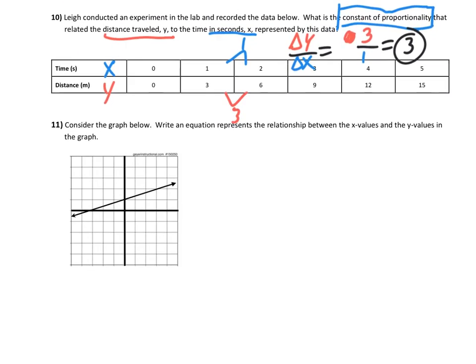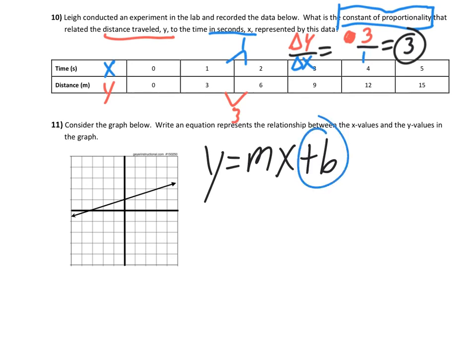On number 11, it says consider the graph and write an equation that represents the relationship between x values and y values in the graph. Anytime it's looking for something like that, your solution is going to look like y equals mx plus b. I always recommend starting with b because it's the easiest one to figure out. This is easy. That's wherever it crosses on the y-axis. I don't know why they use a b for y-intercept, but they do, so deal with it.